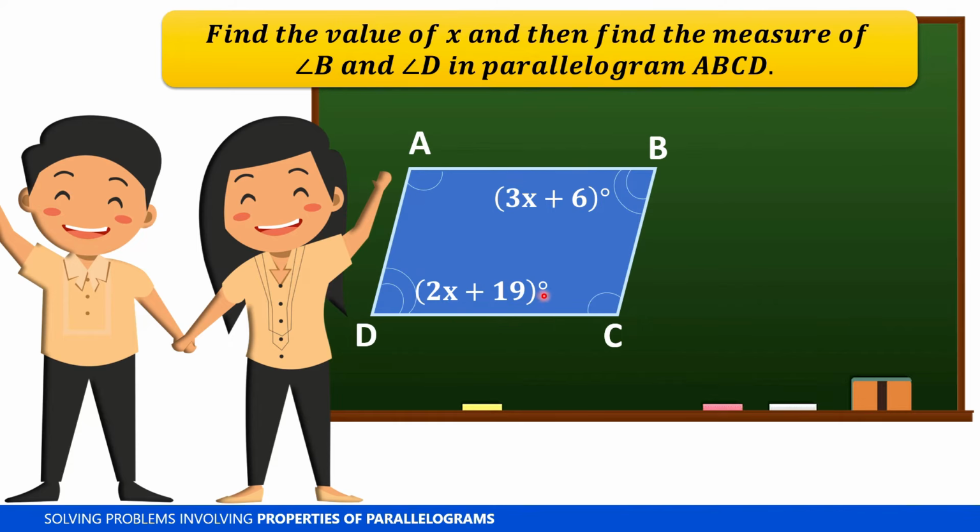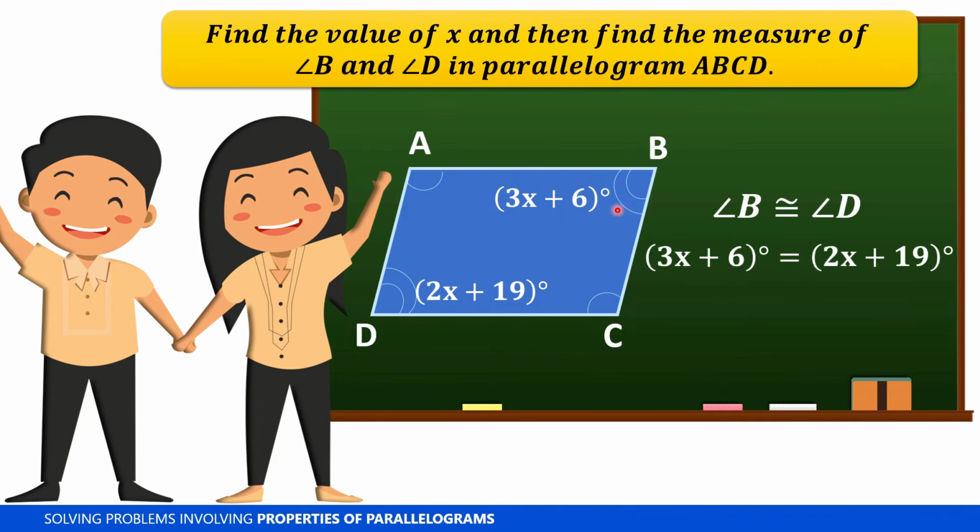So what did you notice with angle B and angle D? Correct, angle B and angle D are opposite angles, meaning if they are opposite angles, their measurements are equal or congruent. So we have angle B is congruent to angle D.